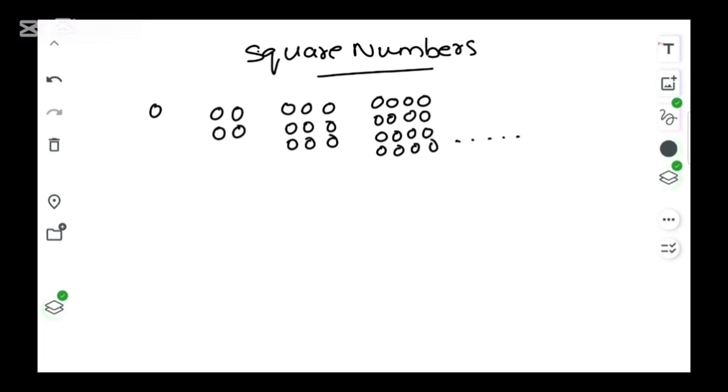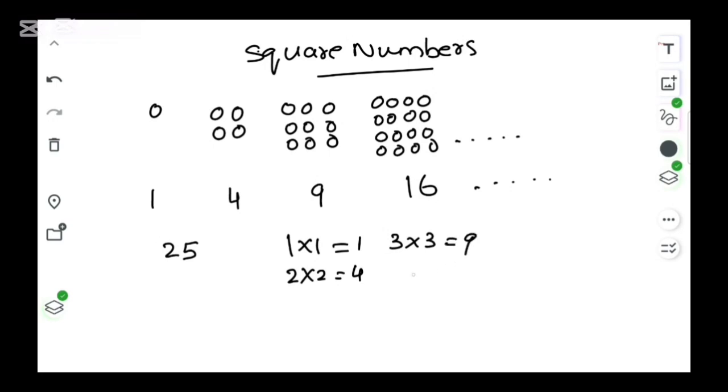And so on. So the numbers are 1, 4, 9, 16 and so on. Can anyone guess the next number? Yes, 25. They are called square numbers because the dots form a perfect square. So the rule is 1 into 1 is equal to 1, 2 into 2 is equal to 4, 3 into 3 is equal to 9, 4 into 4 is equal to 16, 5 into 5 is equal to 25 and so on.